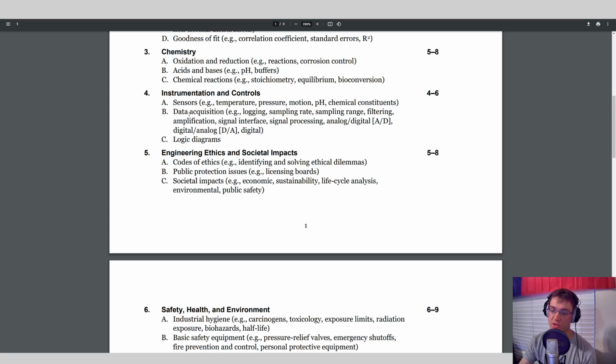So controls, sensors, data acquisition, logic diagrams. This is something I had courses in. This is going to be more relevant to me.